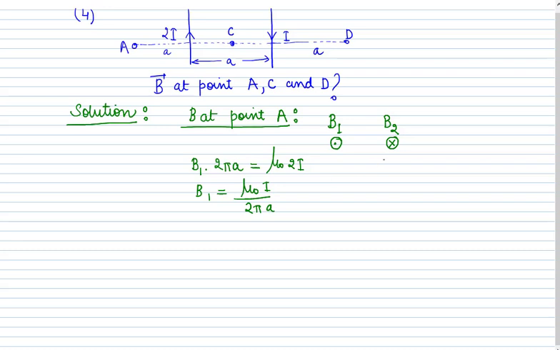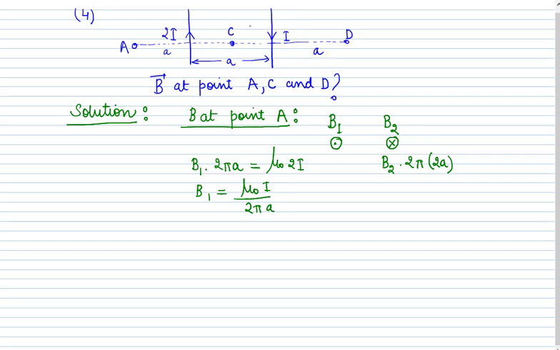Similarly, if you want to write B2, again you have to use Ampere's circuital law. If you calculate the distance of point A from the second wire, it is A plus A, so you have to make a circle of radius 2A. So this will be 2π and the radius will be 2A, right? Here the radius is A because the distance of the first wire to point A is A, but the distance of the second wire to this point A is A plus A, 2A. So the radius will be 2A.